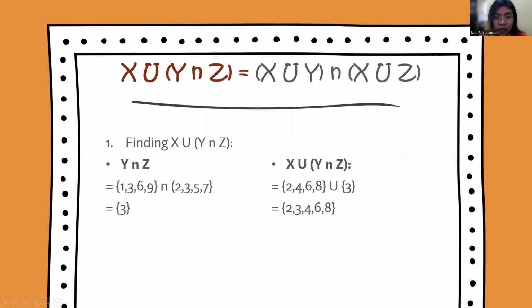Now we find X union (Y intersect Z) by taking the union of set X and (Y intersect Z). So X is equal to 2, 4, 6, 8, union the result we got earlier from Y intersect Z, which is 3. So by getting the union of the two sets, we come up to 2, 3, 4, 6, and 8.